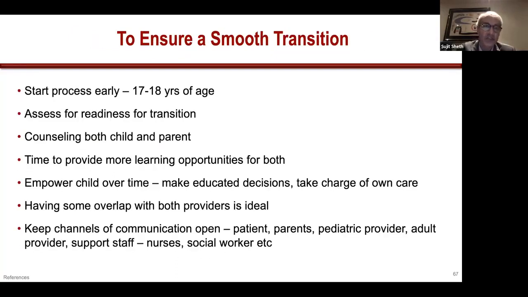To ensure a smooth transition, we recommend starting the process early, assessing for readiness for transition, counseling both the parent and the child, having time to provide learning opportunities for both, empower the child to make educated decisions over time, take charge of his or her own care. Having some overlap with both providers is ideal at 19, 20, 21. And then keeping the channels of communication open: patients, parents, pediatric provider, adult provider, support staff, nurses, social workers, etc. All critical to ensure a smooth transition.